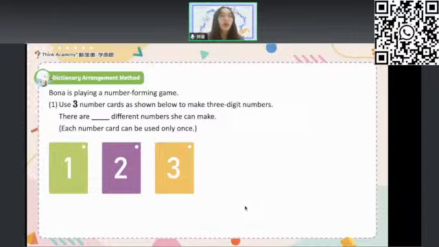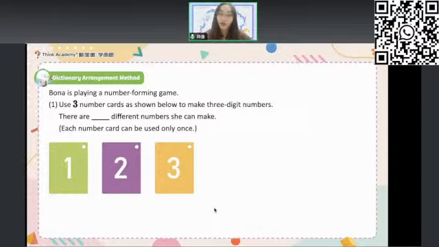So here I can show you one example. Bonnie is playing a number forming game. Use three number cards as shown below to make 3-digit numbers. So how many different numbers are there that she can make? Yes, pay attention to the sentence inside the brackets. That is, each number card can be used only once.